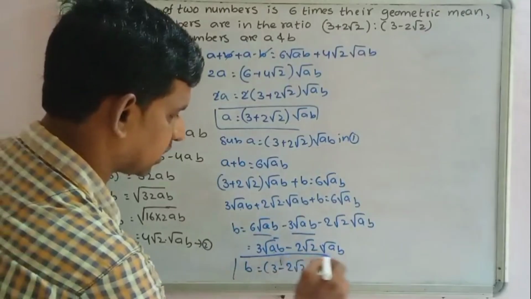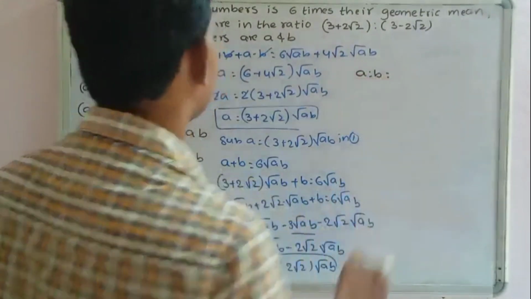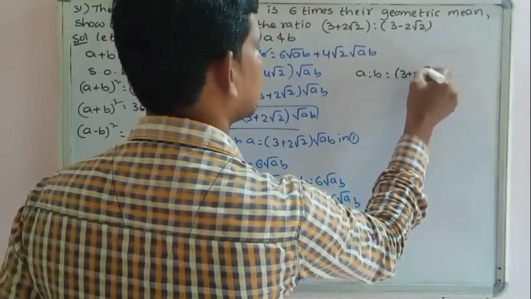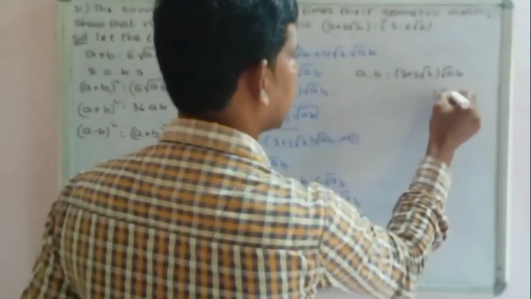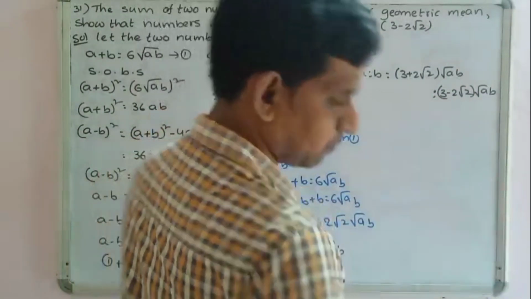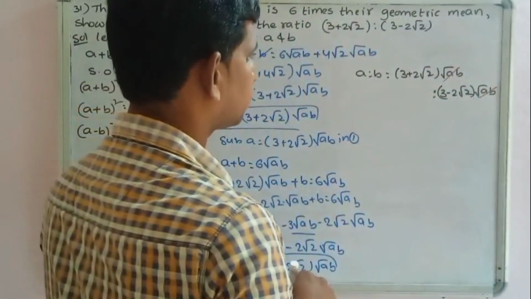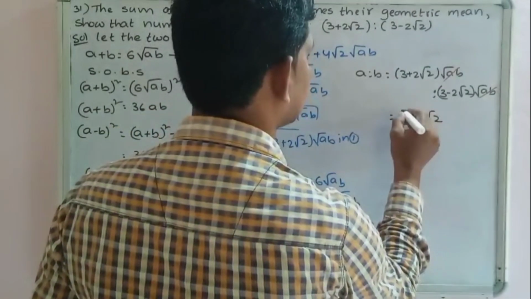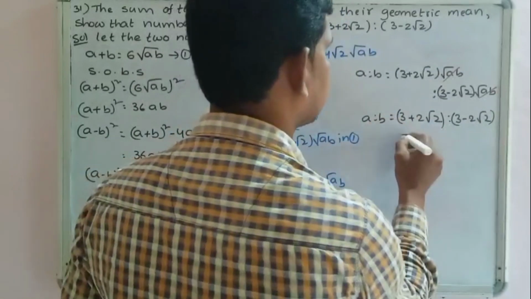Now we will find the ratio of a and b. Therefore a is to b. What is the value of a? 3 plus 2 root 2 square root of ab is to b value, how much? 3 minus 2 root 2 square root of ab. On both sides square root of ab gets cancelled. Now 3 plus 2 root 2 is to 3 minus 2 root 2. This is the ratio of a and b.